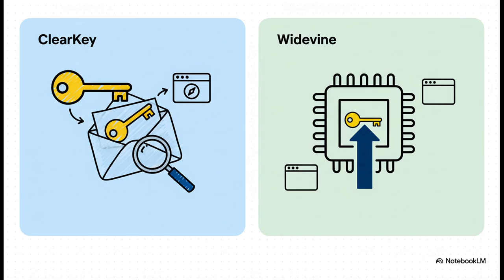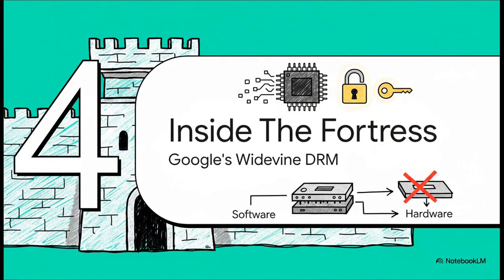Then you have the advanced lock, Google's Widevine. This is a totally different game. With Widevine, the key is never, ever exposed to your browser or to you. So how on earth does Widevine do that? How can it use a key to unlock the video without ever actually showing the key? Well, the secret isn't in the software that you can see, like your web browser. It's buried deep, deep down inside the physical hardware of your phone or your computer.